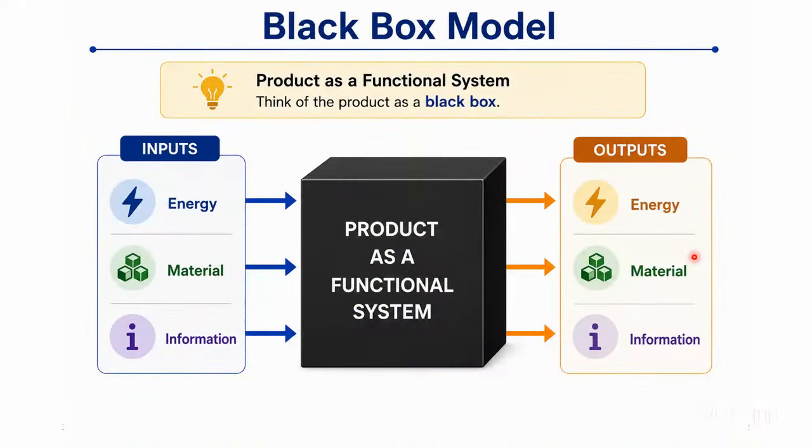So this is a black box model, the product as a functional system. You think of it as a black box. For that black box, there are certain inputs. Those inputs are classified as energy, material and information. And from this functional system or black box, you have certain outputs. Again, the outputs are classified as energy, material and information. This is the functional system model.